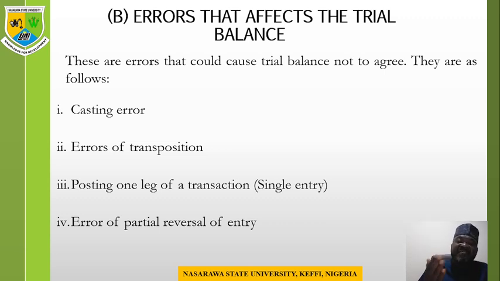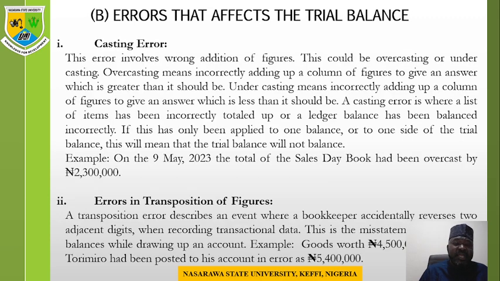So if you have partial reversal, meaning only one side of the entry has been reversed while the other side has not been reversed, automatically your trial balance will certainly not balance. Now let us look at each of these in detail. First, we said casting errors. This involves wrong addition of figures.